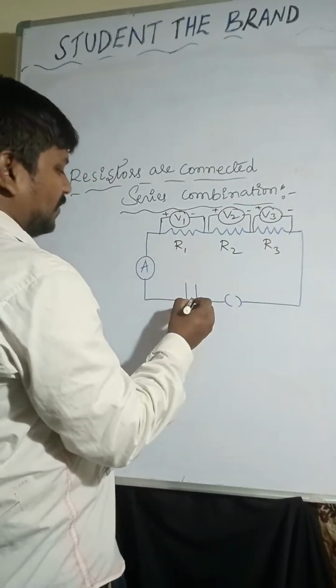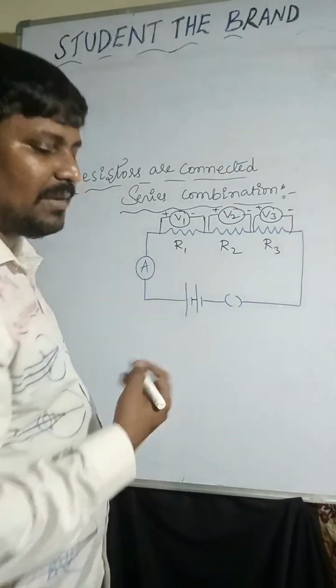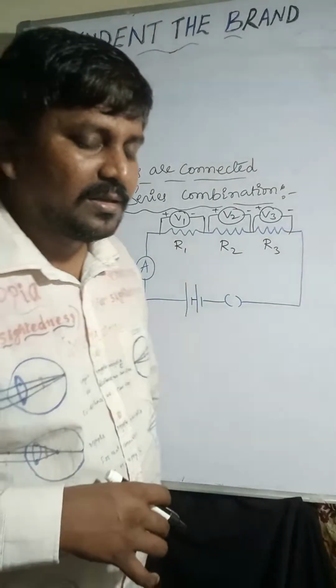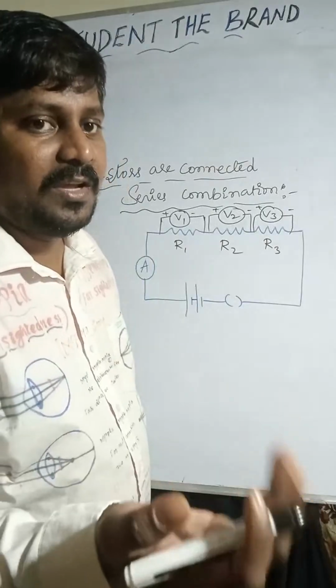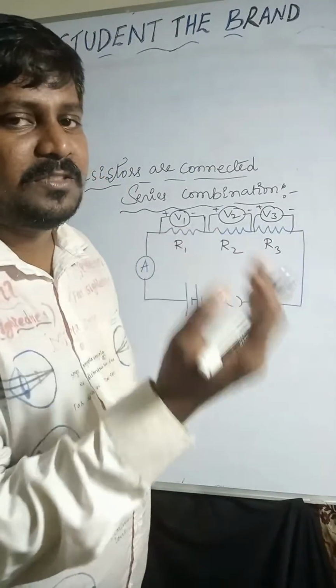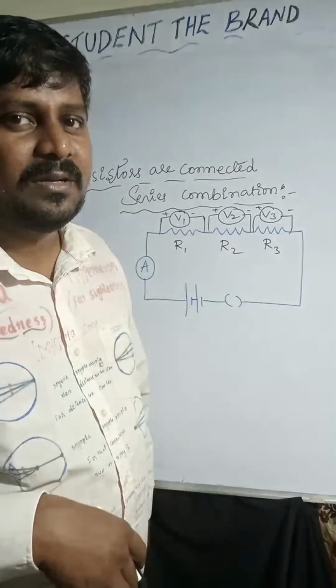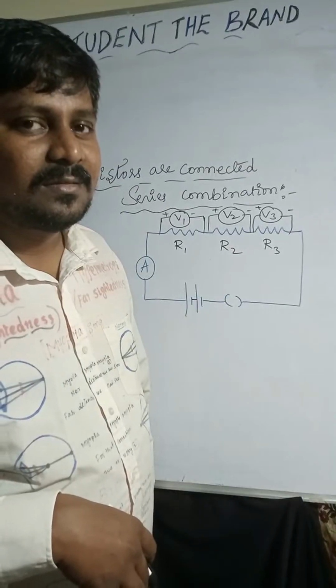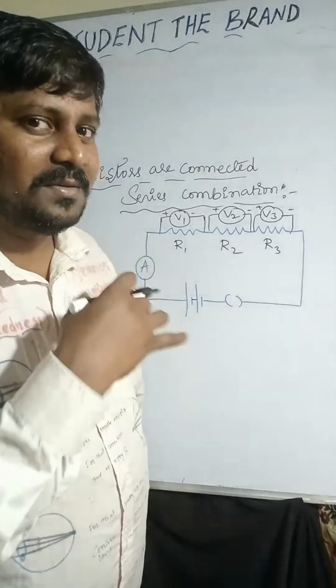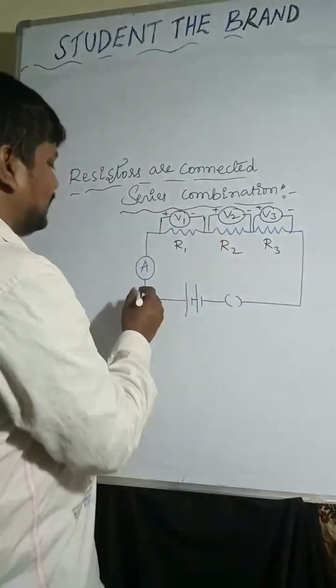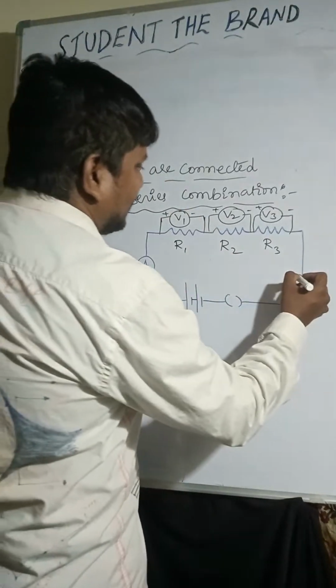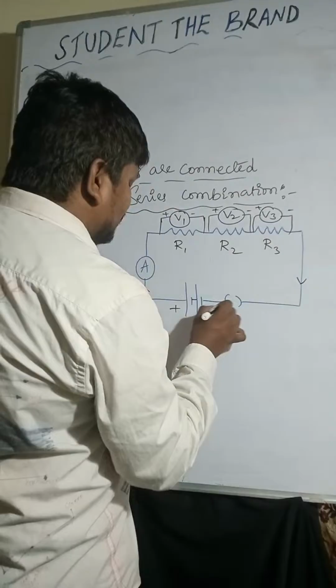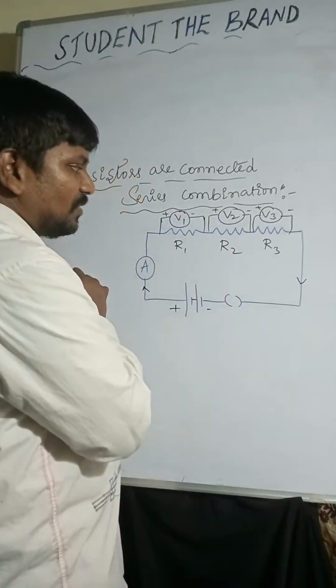Current is flowing from negative terminal to positive terminal, or positive terminal to negative terminal? Positive terminal to negative terminal. So I am marking like this. Positive terminal, negative terminal. Is the switch closed or open?